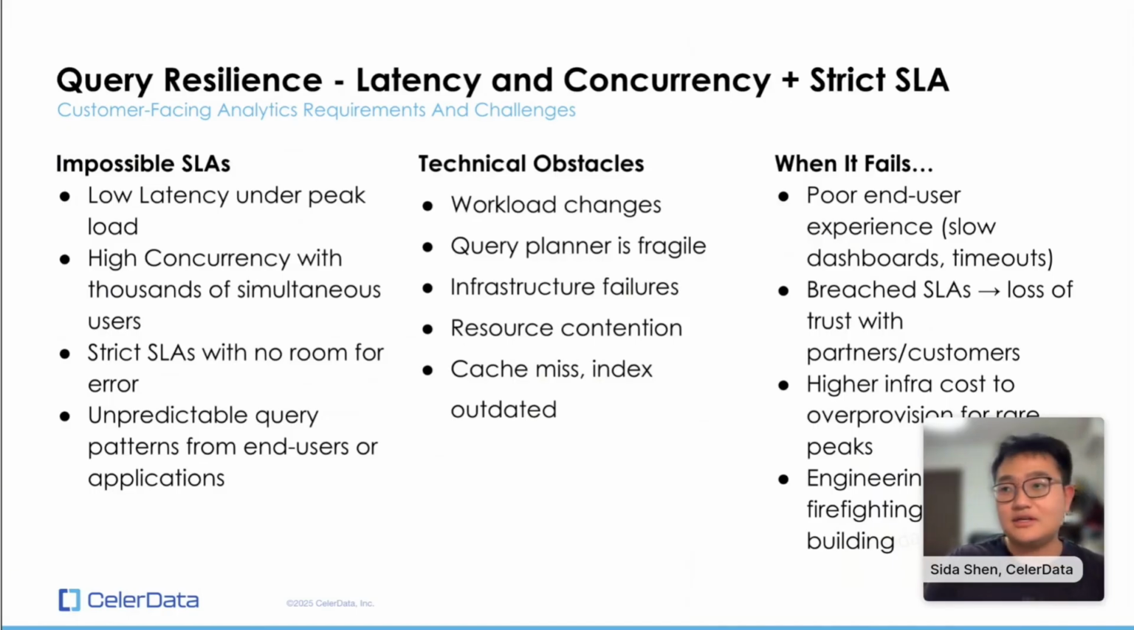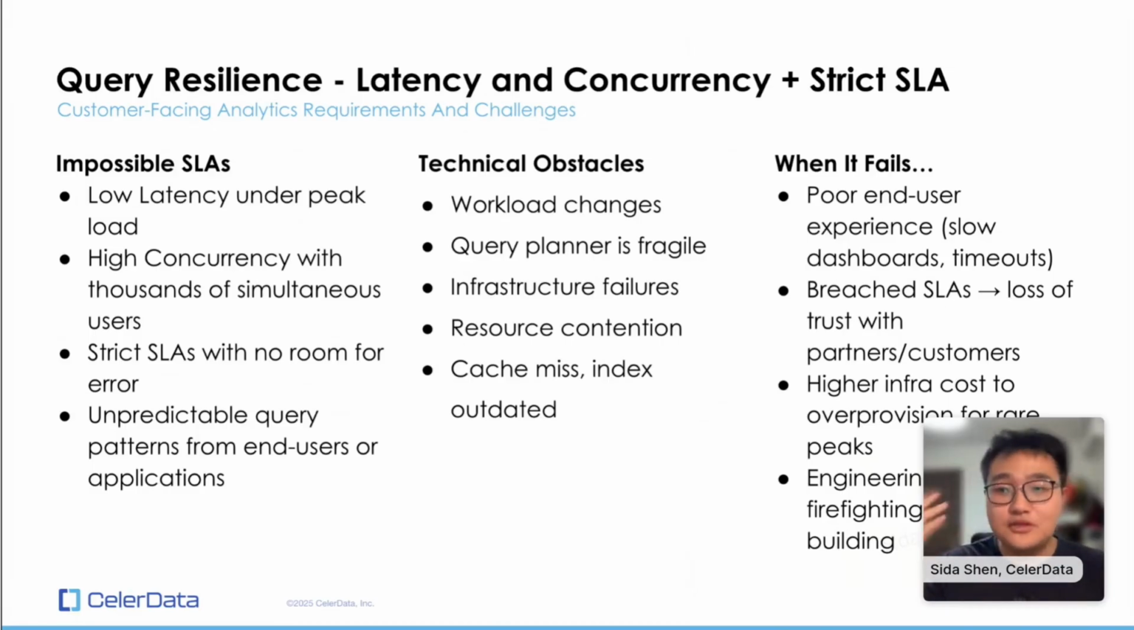You don't know when there's gonna be a query spike, right? And on the technical side, it's very, very difficult to achieve too, right? First of all, your workload can change, right? You don't know when the user's gonna have a good day, just send a whole bunch of queries and crash the system, right? And also when data changes, query planners are really, really fragile, because if data changes, statistics change, the optimizer makes mistakes, right?